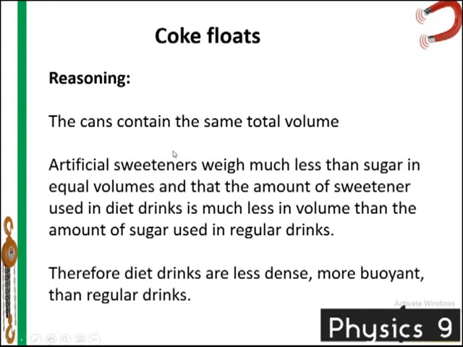This is as follows. Same total volume. They're identical cans. However, in Diet Coke, what we have is artificial sweeteners, and these tend to weigh much less than sugar. So in the regular Coke, you have sugar, but the artificial sweetener weighs much less than the sugar. Both of these are in equal volumes. And remember, the sweetener used in diet drinks is much less in volume than the amount of sugar used in regular drinks. Therefore, based on those two pieces of information, we can say that diet drinks tend to be less dense, and as a result of that, they tend to be more buoyant than regular drinks. And that's the reason why diet drinks tend to float when you place a diet drink and a regular drink at the same time in water.